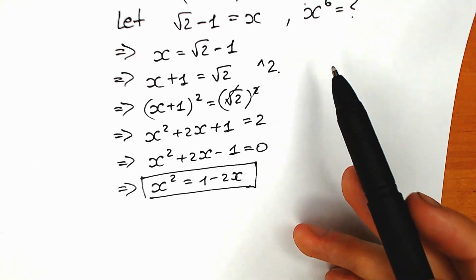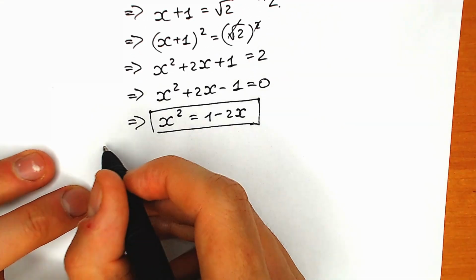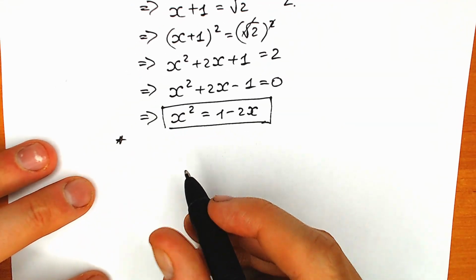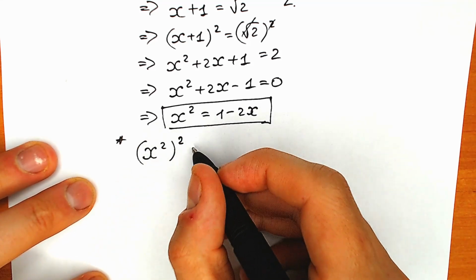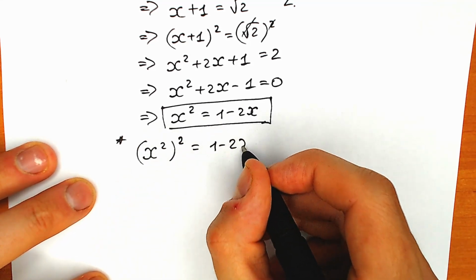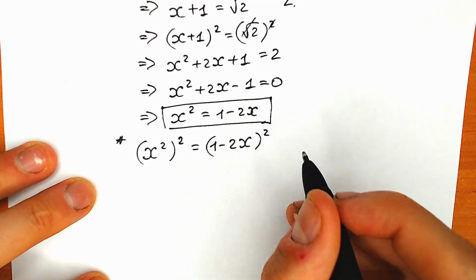Right now, let's do this. Let's raise this one to the power 2. As a result, what do we have? x squared raised to the power 2 equals (1 minus 2x) raised to the power 2.